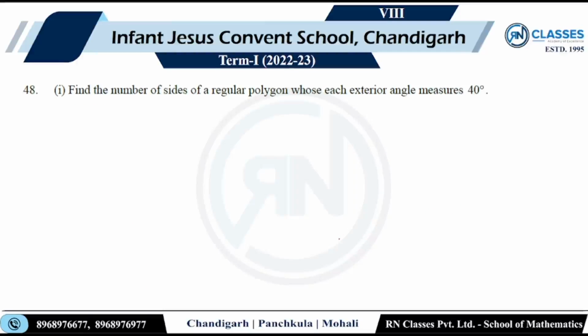Right? Question number 48. Find the number of sides of a regular polygon whose exterior angle is 40. Okay. First, he talked about a regular polygon, meaning all the angles are equal. Simple, it should be imprinted in your mind. Find the number of sides means you have to find n, and the exterior angle measure is 40 degrees. Exterior angle. So you can find the sum of exterior angles.